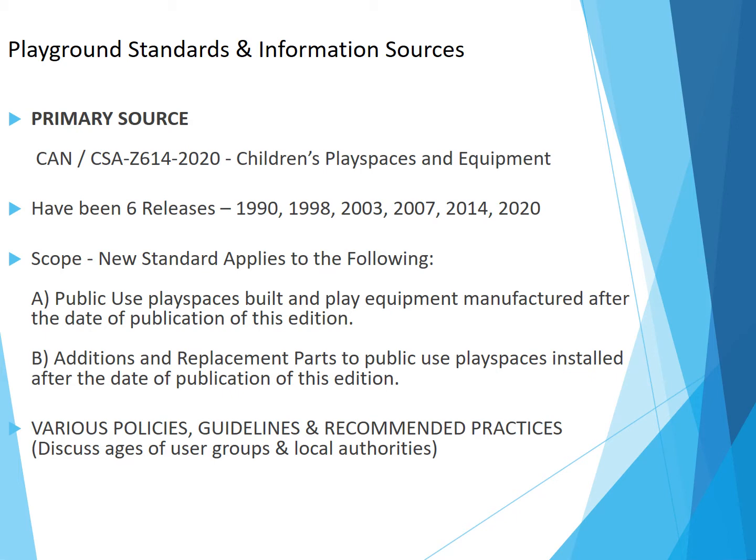Playground standards and information sources. The primary source for playgrounds in Canada is the CAN CSA Z614, in this case 2020 edition. It's the most up-to-date edition of the Children's Play Spaces and Equipment. There have been 6 releases of the CSA Z614 standard: 1990, 1998, 2003, 2007, 2014, and the latest standard, which came out this past spring, 2020.